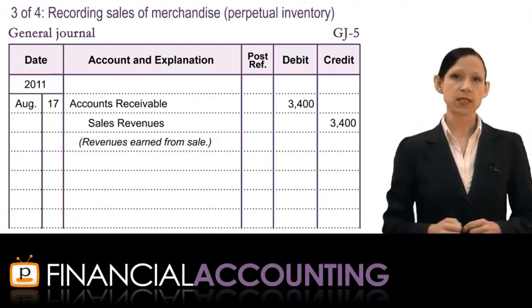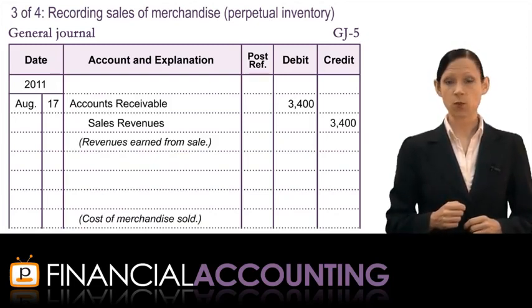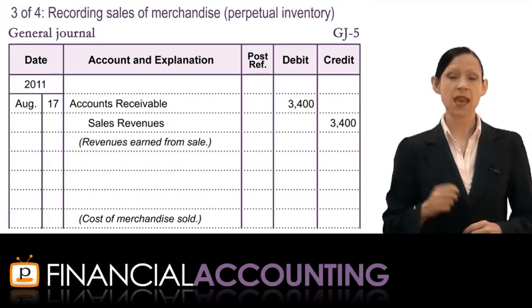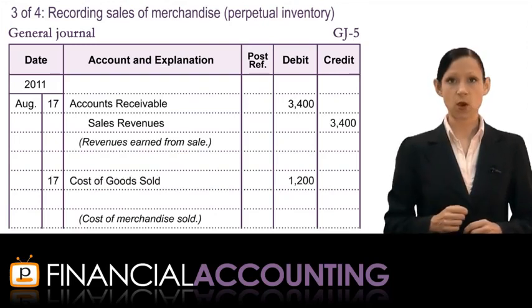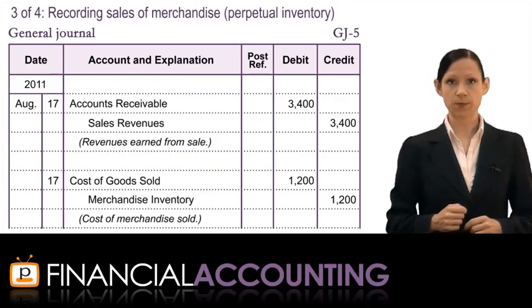The second entry is particular to the perpetual inventory system in that at the time the transaction occurred, an entry is made to transfer the cost of the merchandise sold to an expense account and record the reduction of the value of the inventory held by the business. This is done by debiting cost of goods sold and crediting merchandise inventory for the value of the inventory sold.